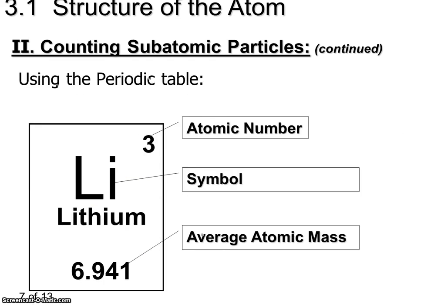So on the periodic table, here's where those numbers are located. This is lithium, for example. The atomic number is usually listed on the top of the atom. Sometimes it's in the center, but it's always a whole number. Then you're going to have the symbol, and sometimes the name of the element, and then you will have a number which is larger than the atomic number, and it's often a fraction. That is always going to be your average atomic mass.